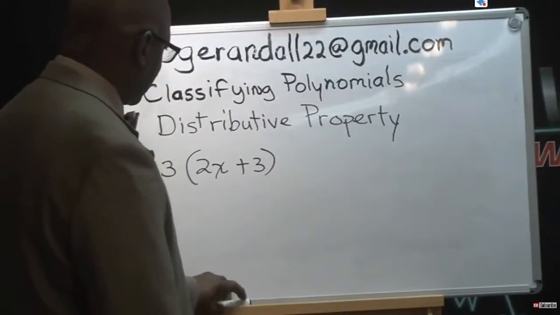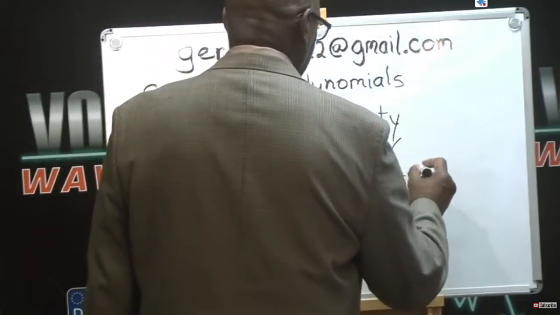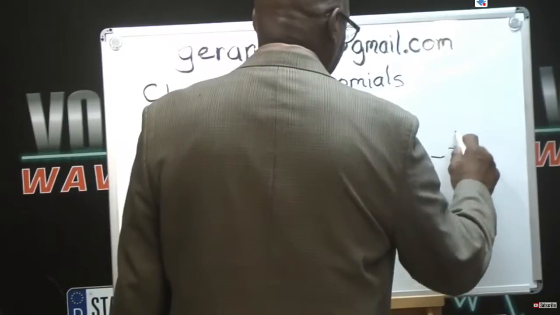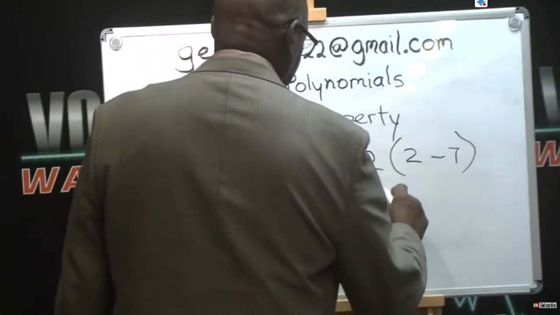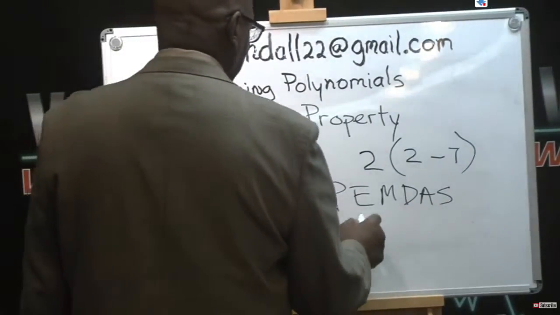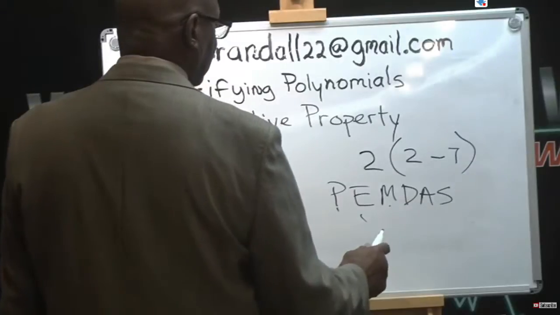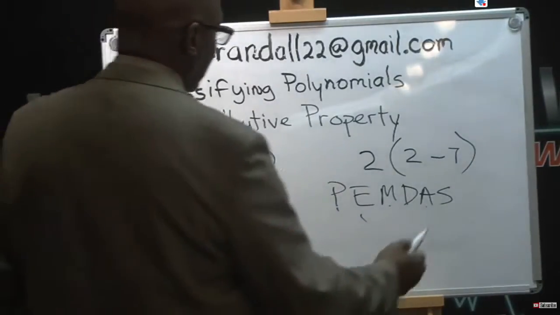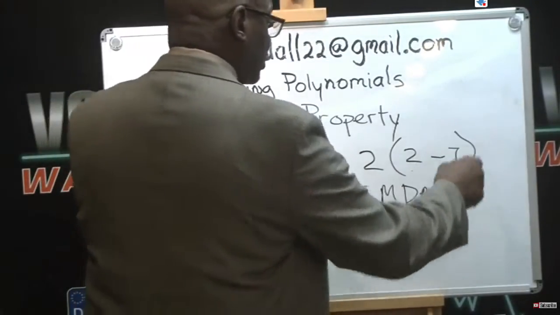As we look at this, when we had numbers, let's say 2 times the quantity 2 subtract 7, please excuse my dear Aunt Sally, which is parentheses, exponents, multiplication and division from left to right, whichever comes first, addition and subtraction from left to right, whichever comes first. So over here we have 2 subtract 7. We have to do what's in parentheses first.